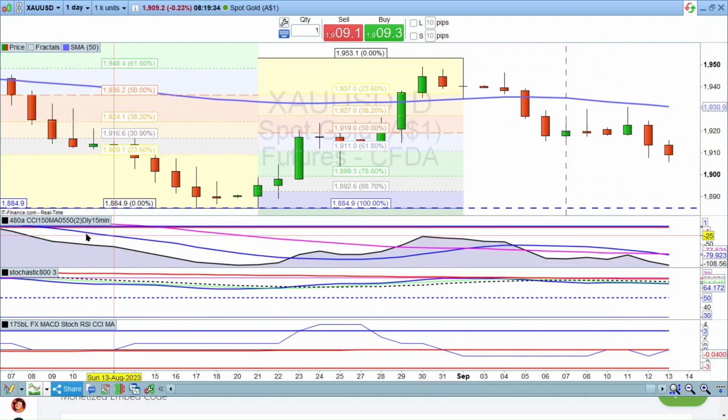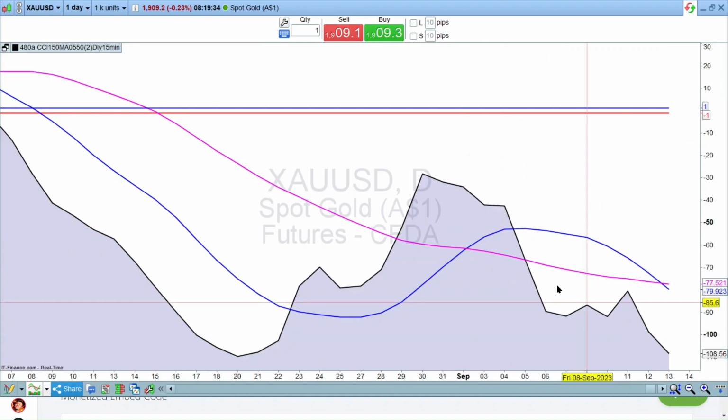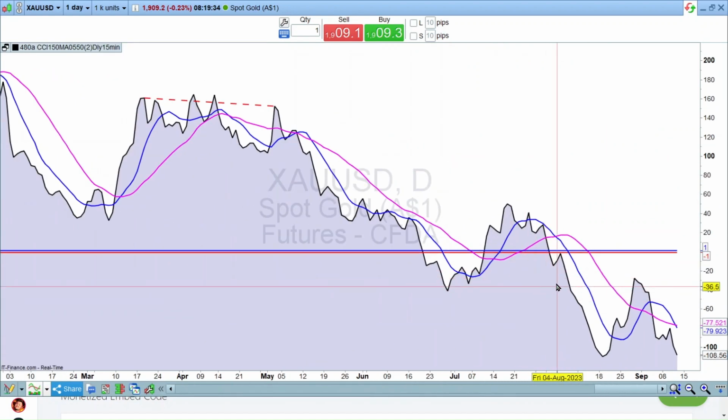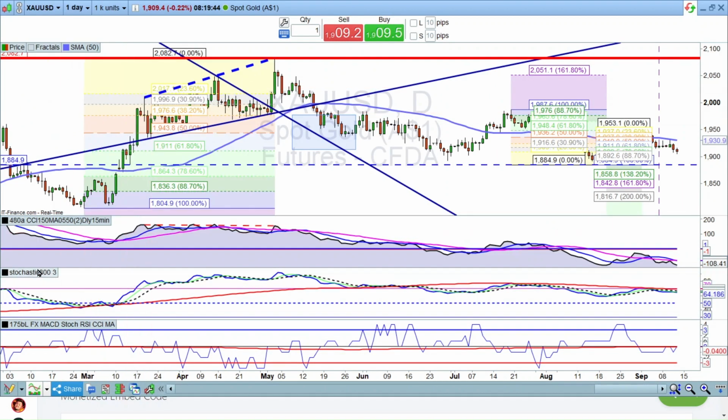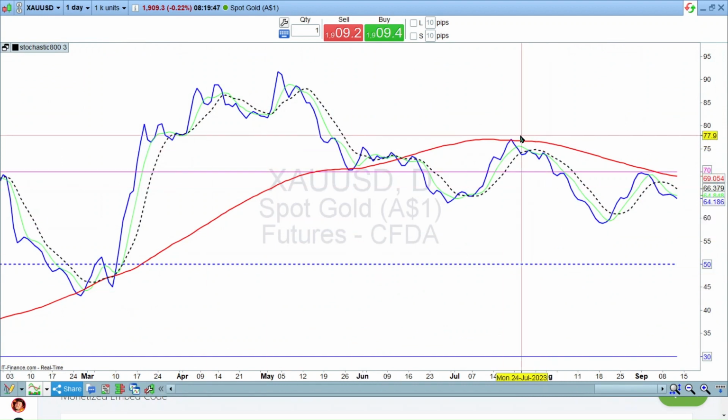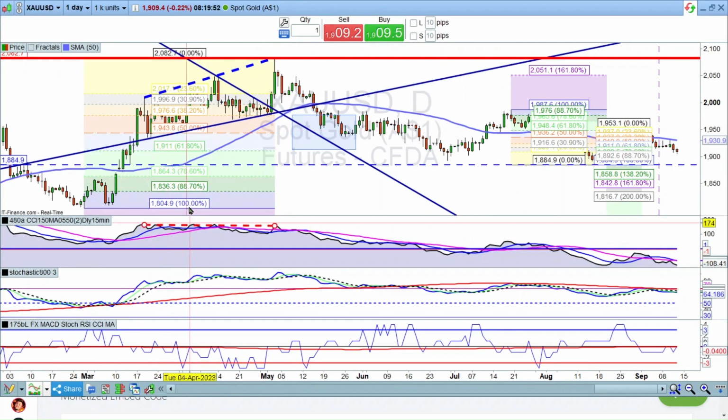The CCI is also, you can see, falling off, so it's getting quite weak, and it's broken down near the oversold territory down there. On the Stochastic likewise, that's broken down from the overbought territory and reaching the midpoint, so a bit of a weakening in the gold price at the moment.